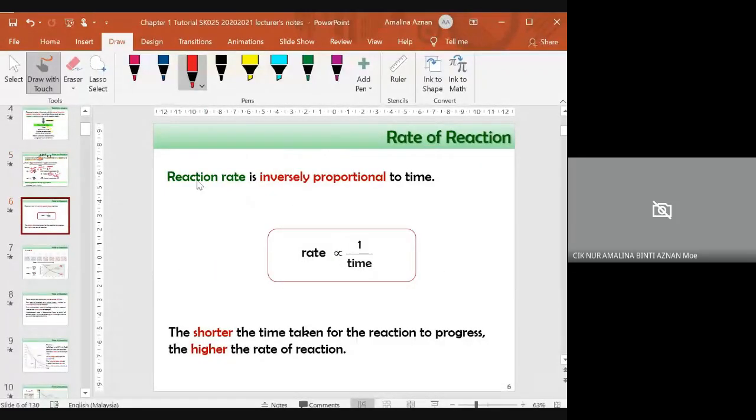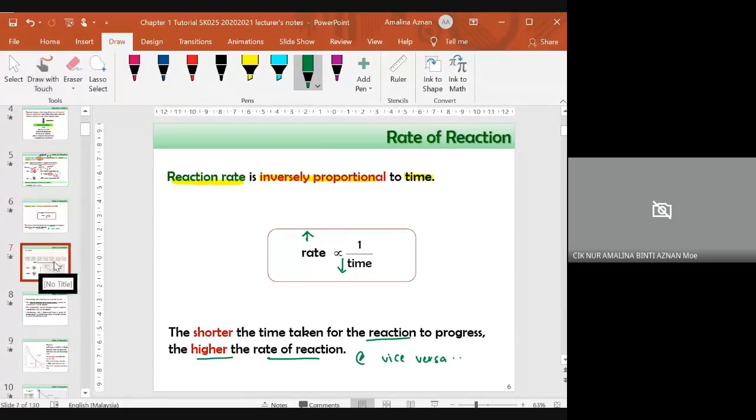Okay, so this is another important point that you need to know. Rate of reaction, or reaction rate, is inversely proportional to time. So if the rate increases, your time will decrease. Okay, meaning the shorter the time taken for the reaction, the higher the rate of reaction, or vice versa. Okay, this is their relationship.